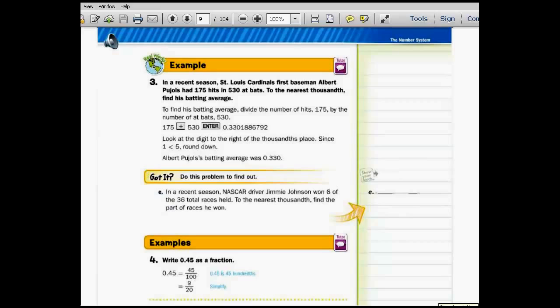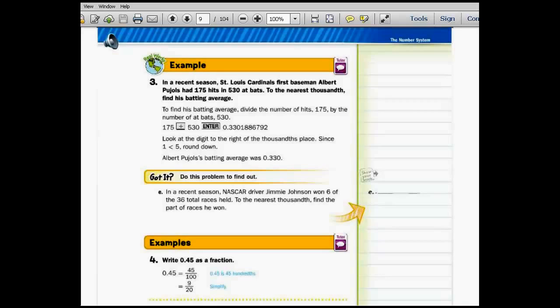So we talk about Albert Pujols, one of my favorite players. In a recent season, St. Louis Cardinals first baseman Albert Pujols had 175 hits in 530 at-bats. To the nearest thousandth, which is 3 places after the decimal, find his batting average.